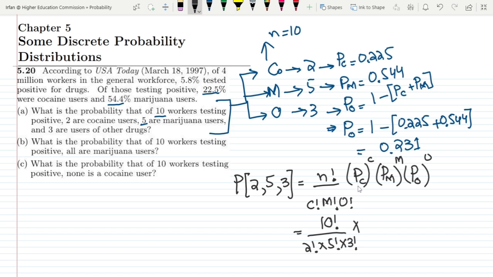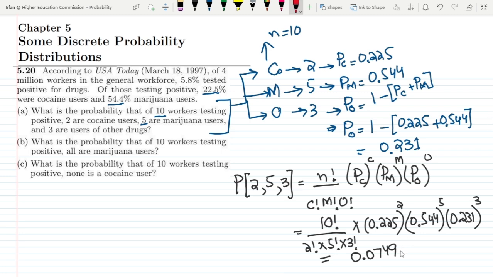So the probability of C is 0.225 and C is 2, so square. Similarly, P of M is 0.544 and it is 5 here, and 0.231, and the power it has is cube. Okay, so now here we have these values. Now calculating it and finding out the answer, we found that the answer is 0.0749, and that is basically the solution of part A of our question.